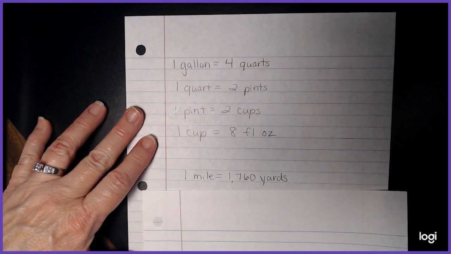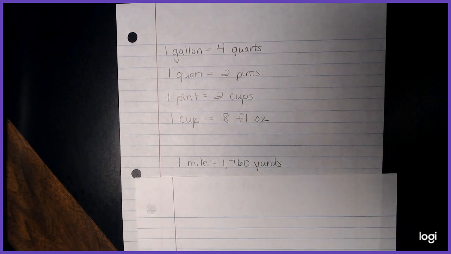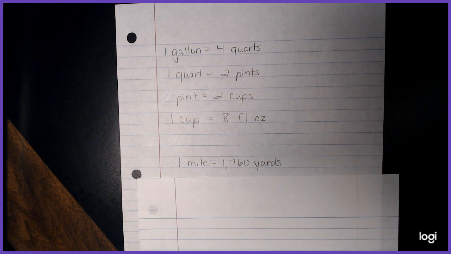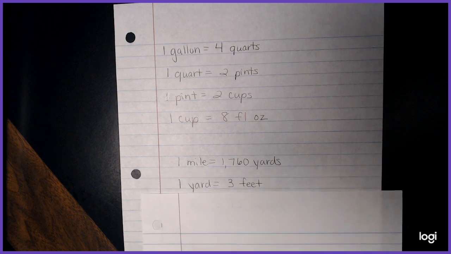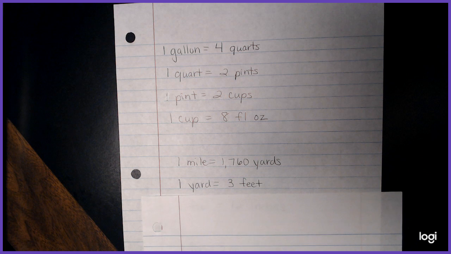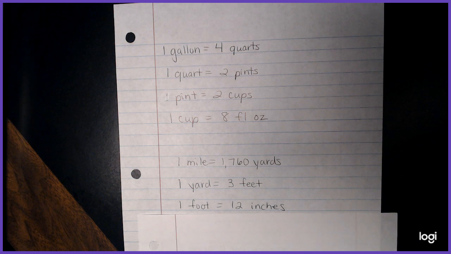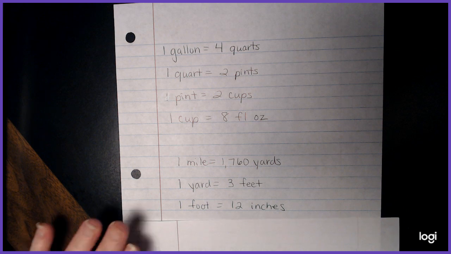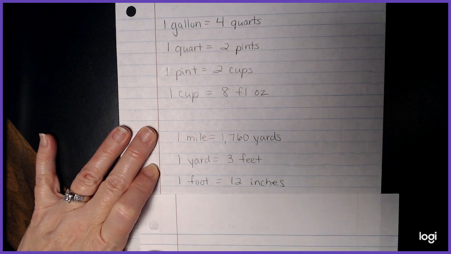The other things I want you to put in your notes are about length. 1 mile, which is what we measure long distances with, is equal to 1,760 yards. One yard, we found out in our notes, is equal to 3 feet. And you found out that 1 foot is equal to 12 inches. These are the things we use here in the United States for measuring length.